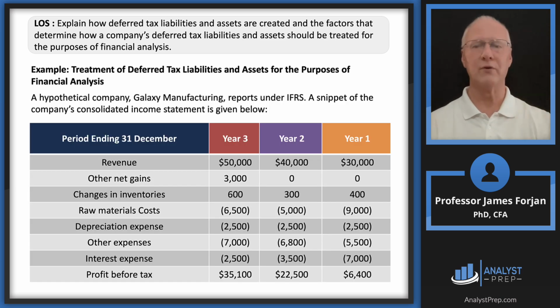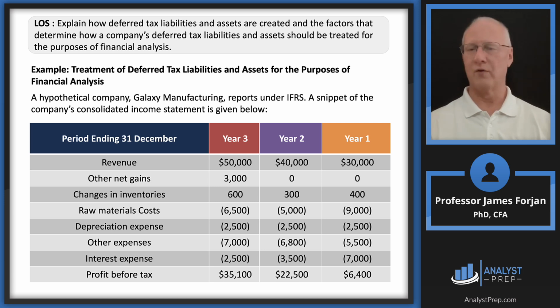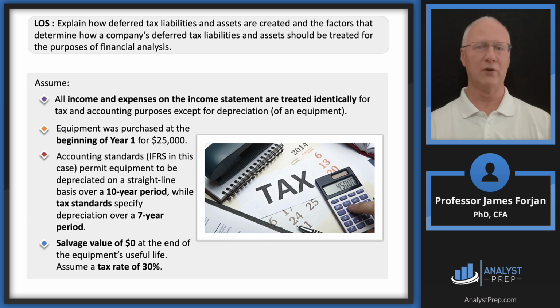All right, let's work through this example here where we have year 1, 2, and 3. Notice we go backward from year 1, 2, 3. So orange, purple, and red. Here's Galaxy Manufacturing, and so we've got revenues going from 30 to 40 to 50, and then these accounts go all the way down. There's that profit before tax, and there's some interest expense.